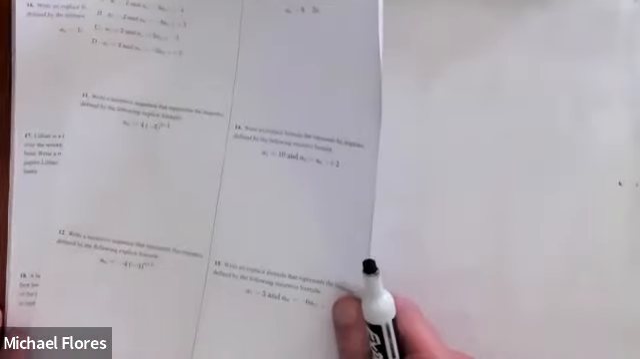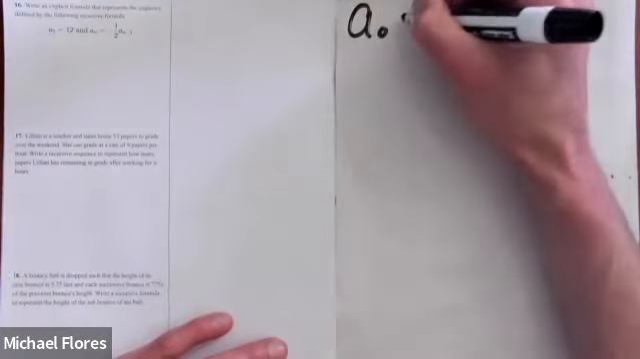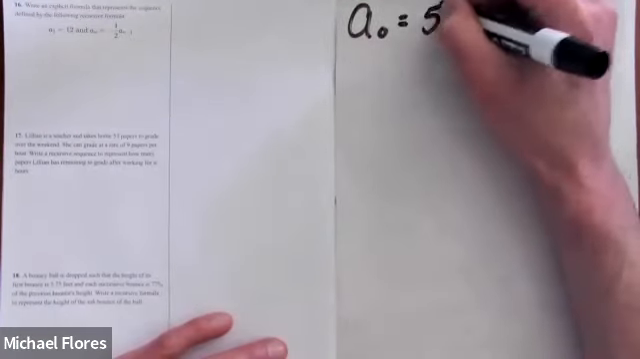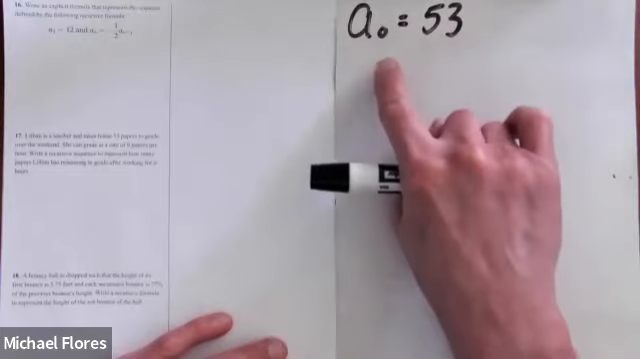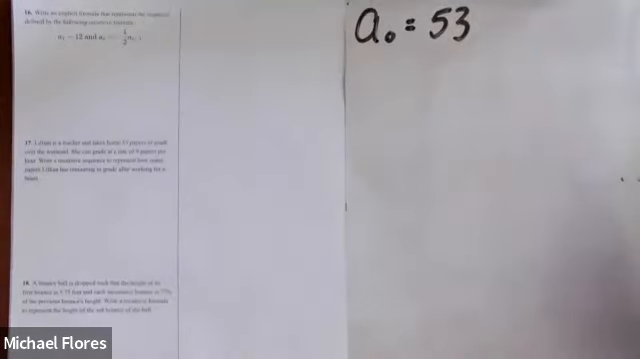And then for 17, let me change my page here. Lillian is a teacher and takes home 53 papers to grade over the weekend. She can grade at a rate of 9 papers per hour. Write a recursive sequence to represent how many papers Lillian has remaining to grade after working for n hours. So this one would start a subscript 0 is equal to 53. We start here because we haven't graded anything yet. It wants us to come up with a formula for afterwards. So a subscript 0 would represent our starting point, 53.